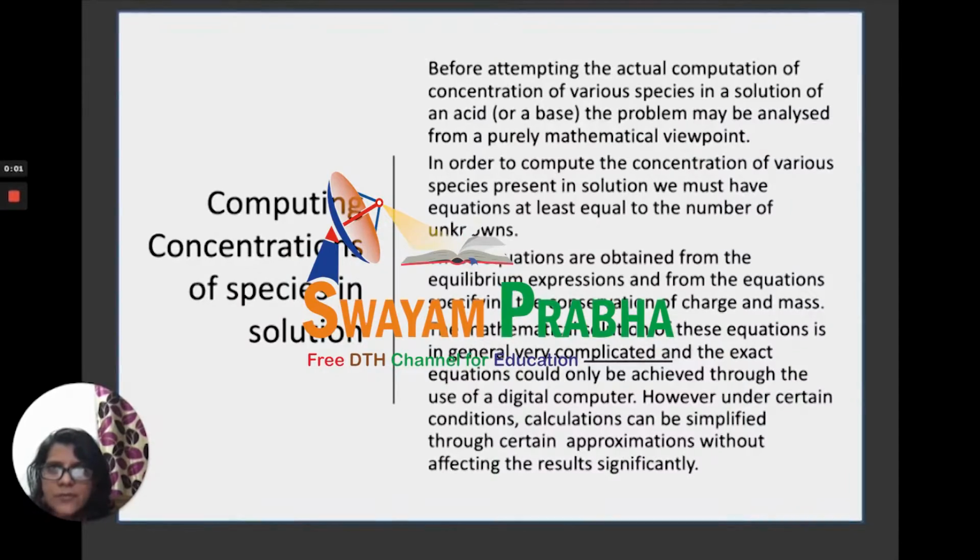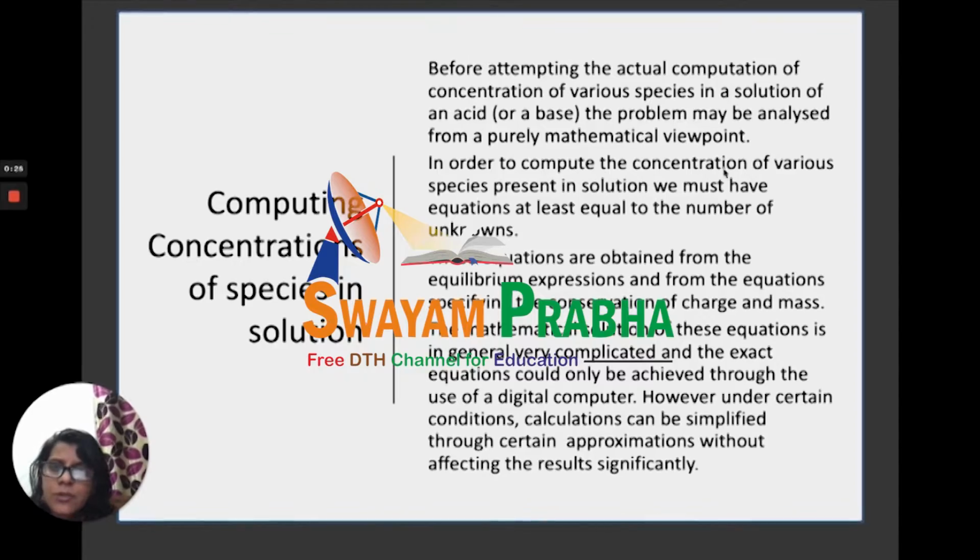Let us now start with the mathematical treatment and the exact treatment to calculate the concentration of the species in the solution. Now, why is it called exact treatment? Because our aim is to calculate the exact concentration. Why is it a mathematical treatment? Because we are applying mathematical equations to find out the values of the unknown concentrations.